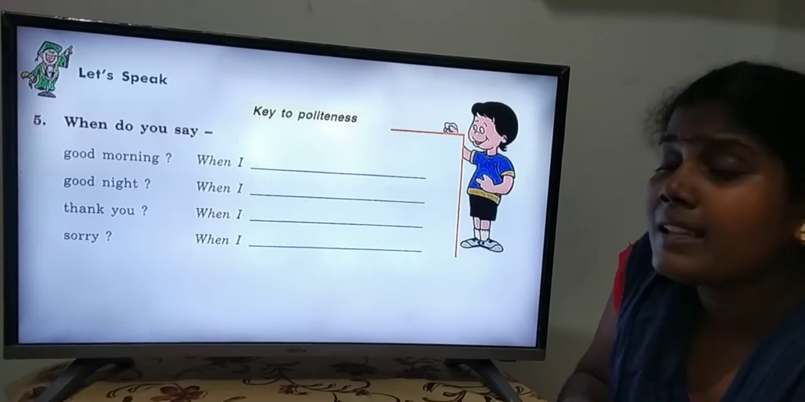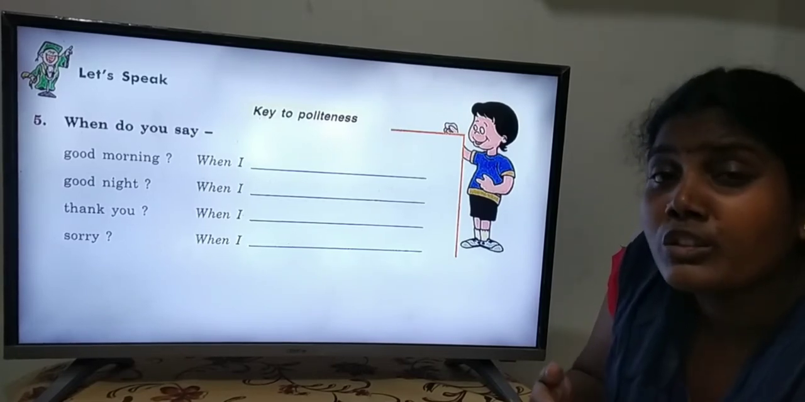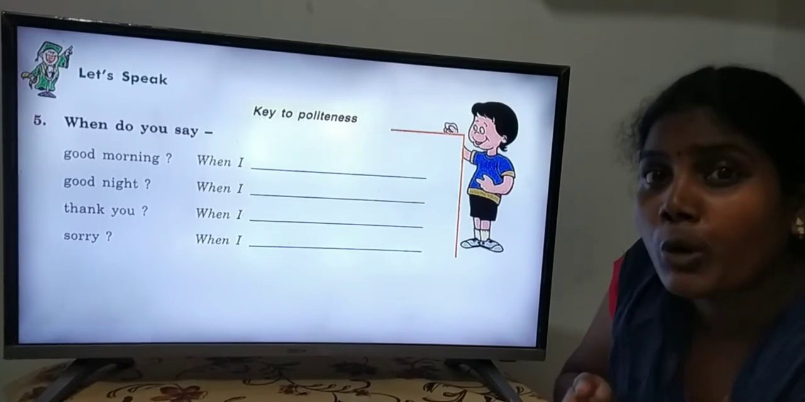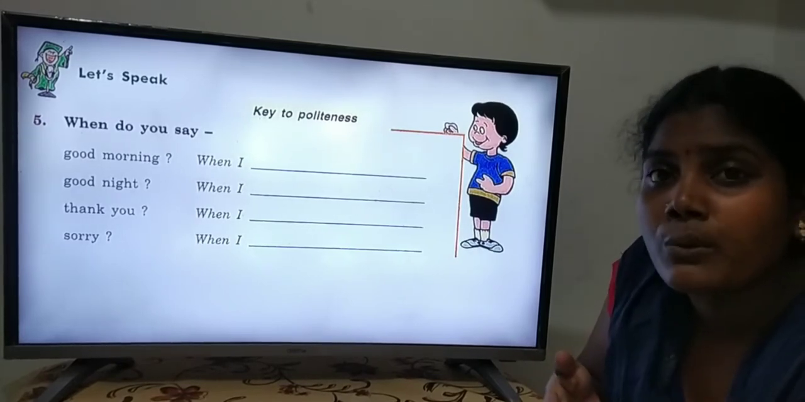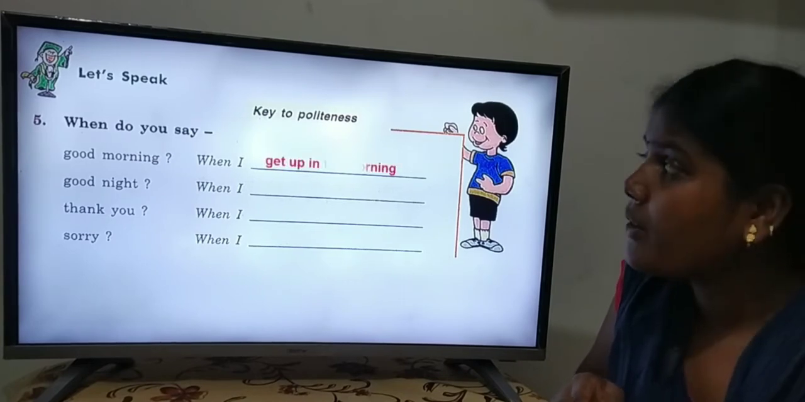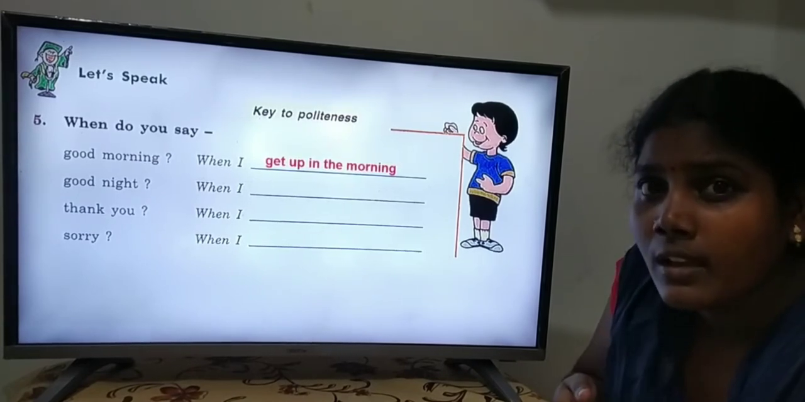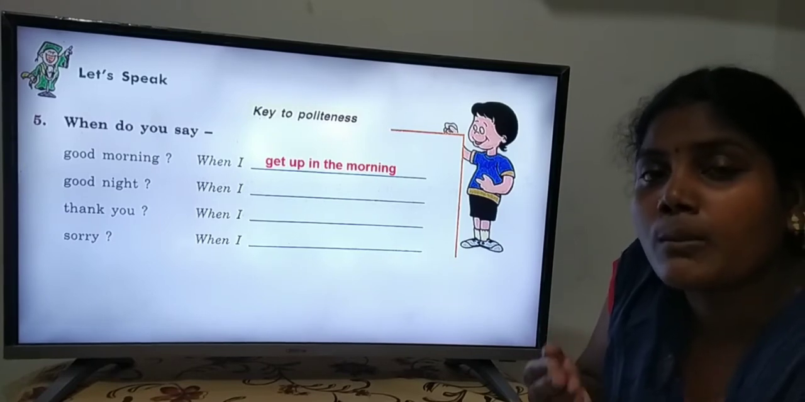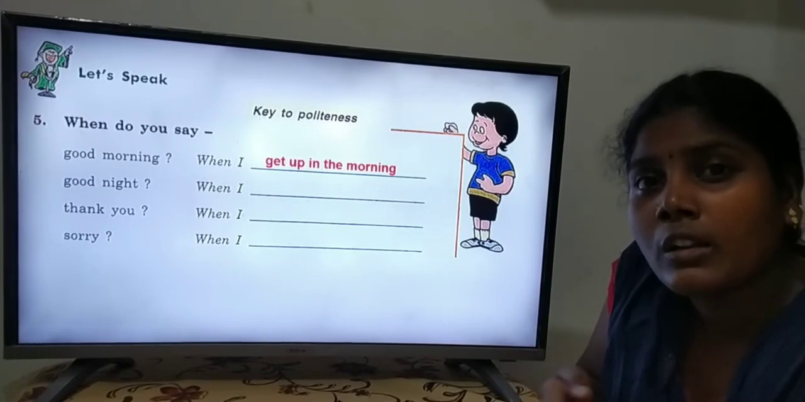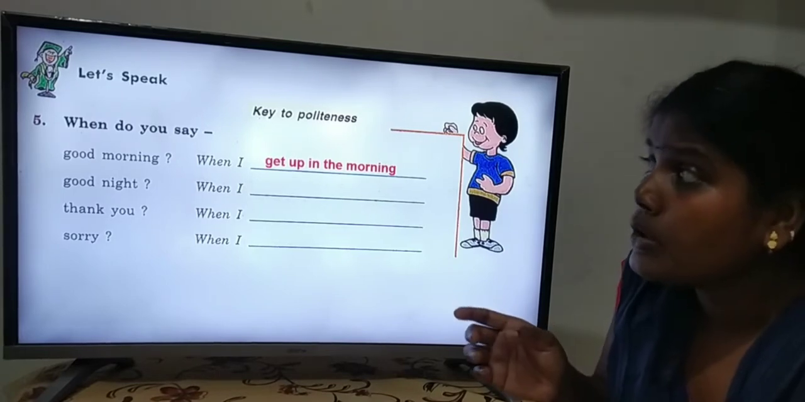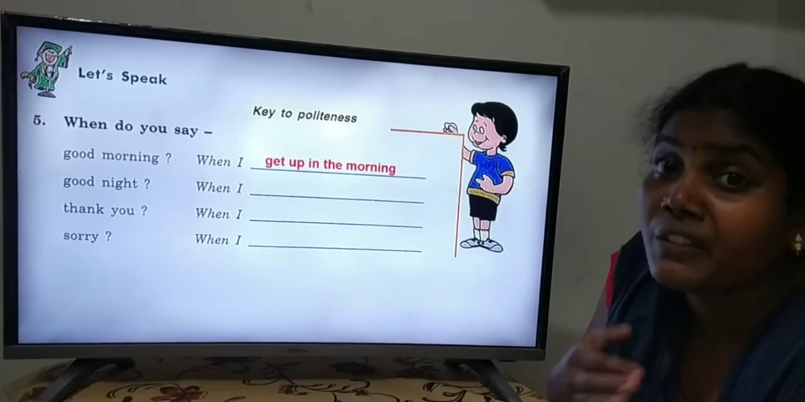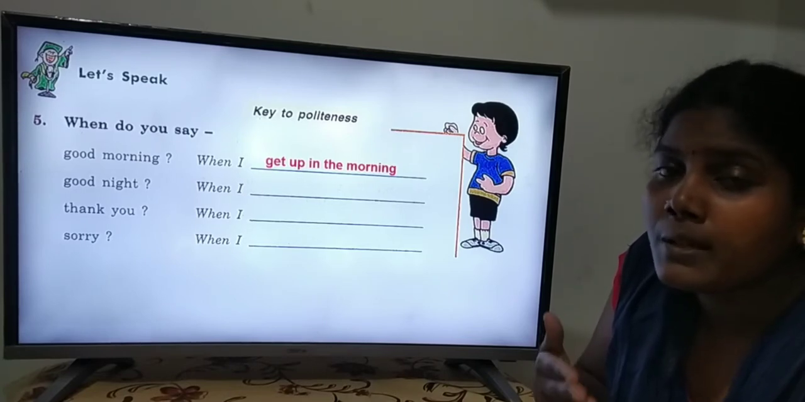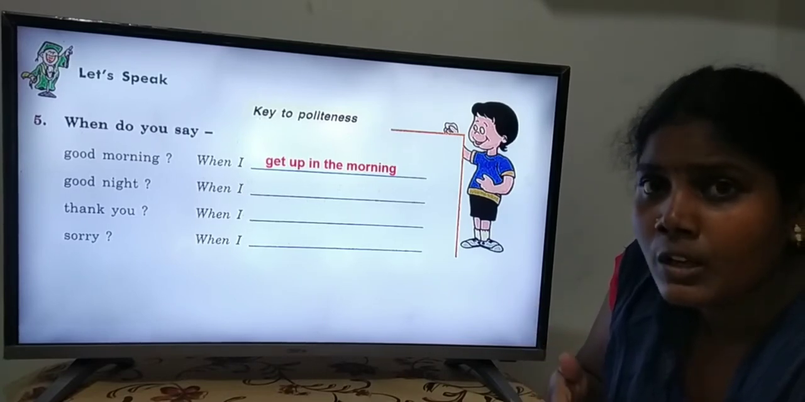So when do we use good morning? When I get up in the morning, I used to say to everyone good morning. You can say it to your father and mother, brothers, sisters and your relatives. So we use good morning when we get up in the morning after sleeping, and the first time we see anyone, then we can say good morning.